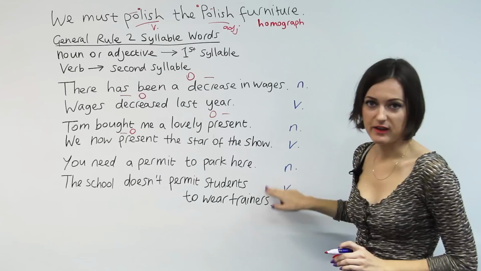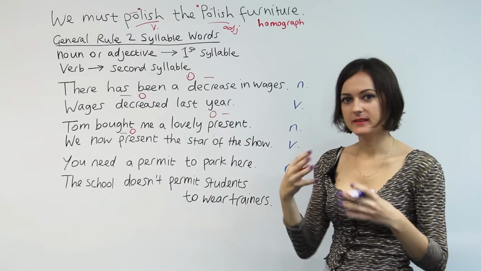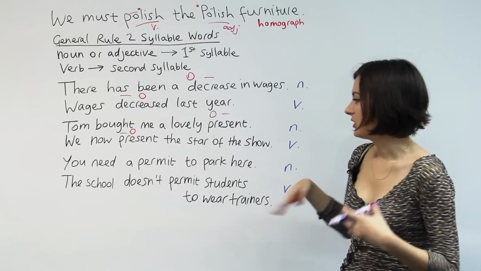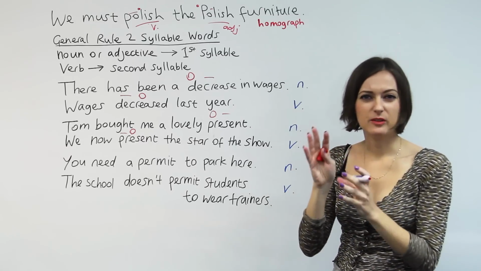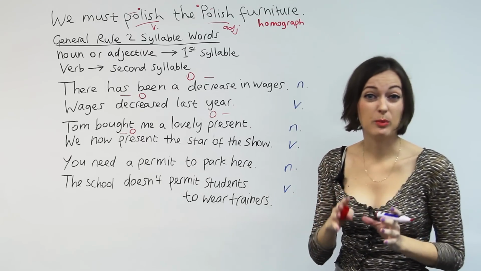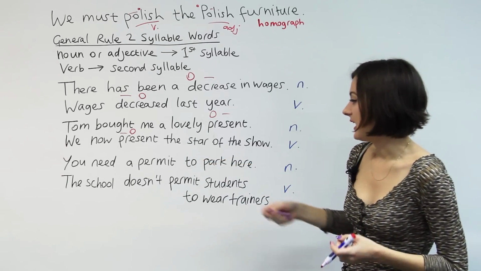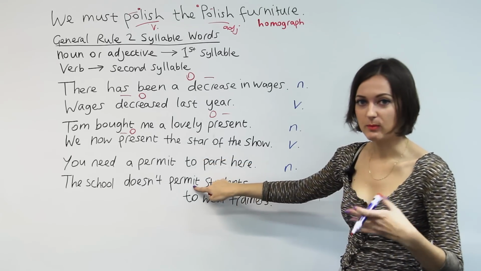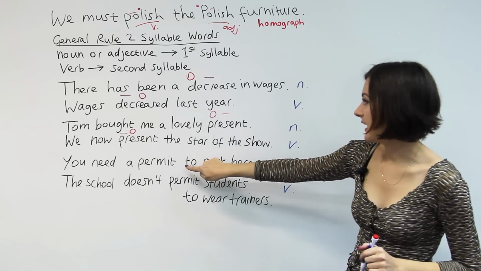And let's take a look at this third example here. Permit. Permit, in this sense, you need a permit to park here. In England you need a little piece of paper from the government to say that you can park in some places. So it means you're allowed to park there. And it's similar to the verb, which means to allow. So permit here is a noun.